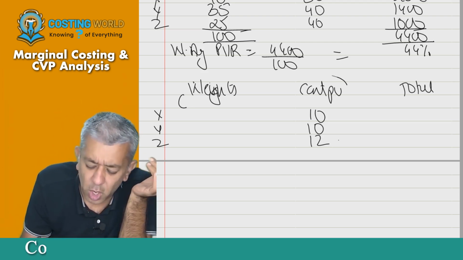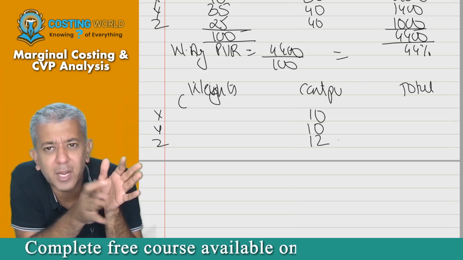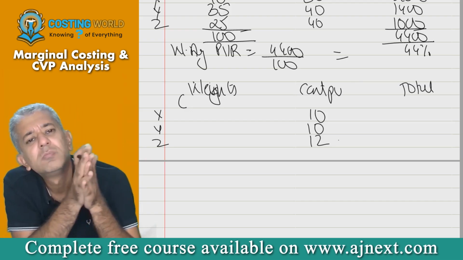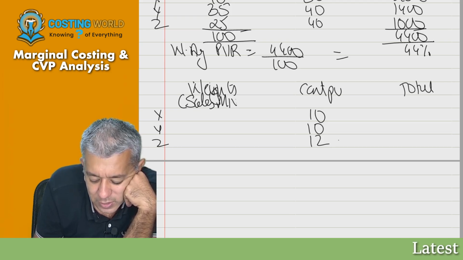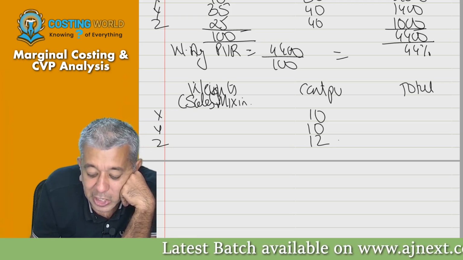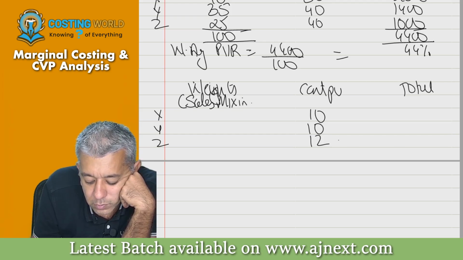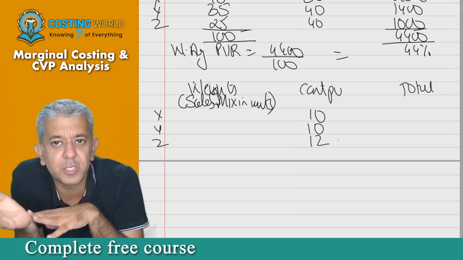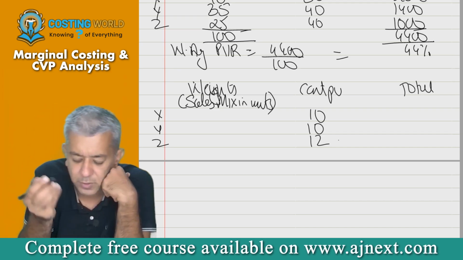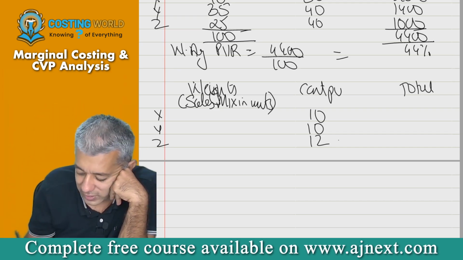Number of units? No. Contribution per unit can only be multiplied by number of units, no? Yes, sir. So in this particular case, I am going to be writing sales mix in units. First we were taking sales mix in rupees because that was a PV ratio. Now it is sales mix in units.